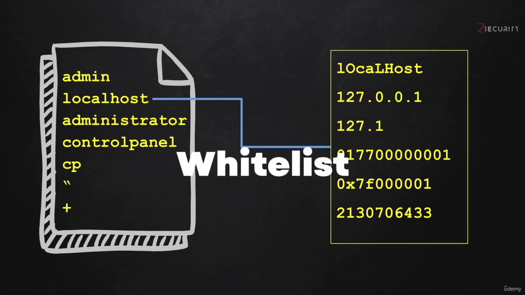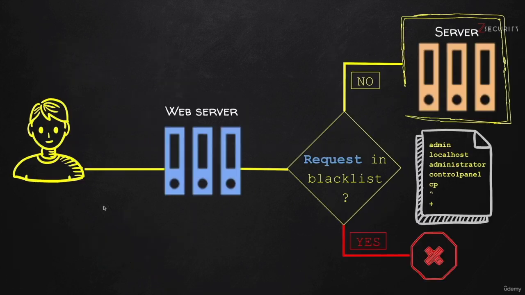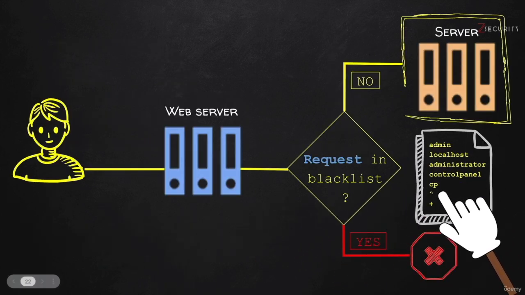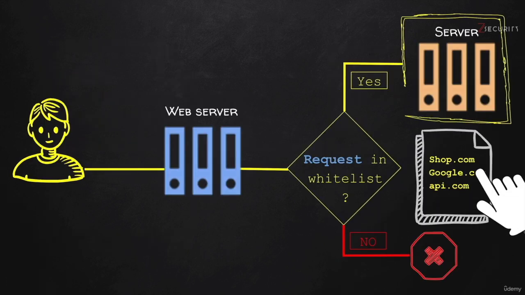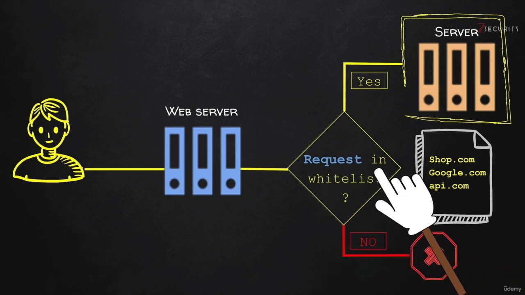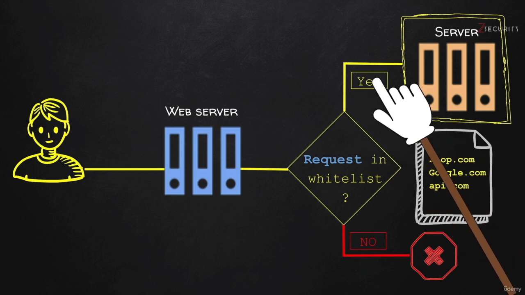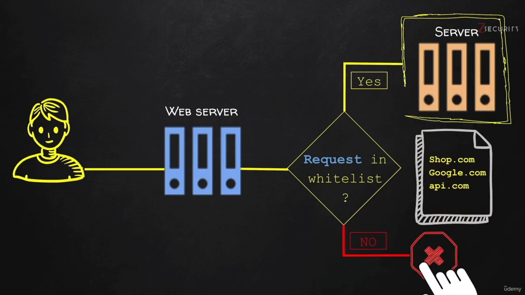So what do we mean by a whitelist? In a blacklist, we have a list of words that the request should not contain. And if the request contains any of these words, we block it. The whitelist does the opposite. We have a list of words that can only be sent in the request. So it checks if the request is in the whitelist. So if it's being sent to shop.com, google.com, or api.com, for example, then we let it go. Otherwise, we refuse it.